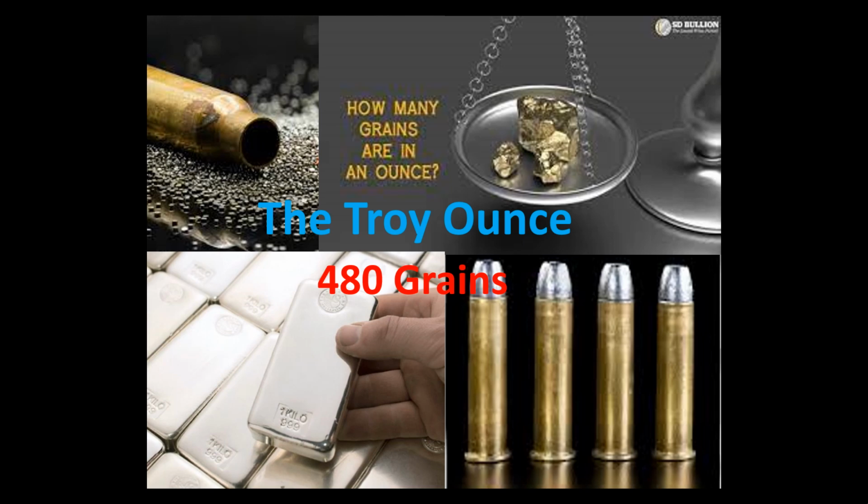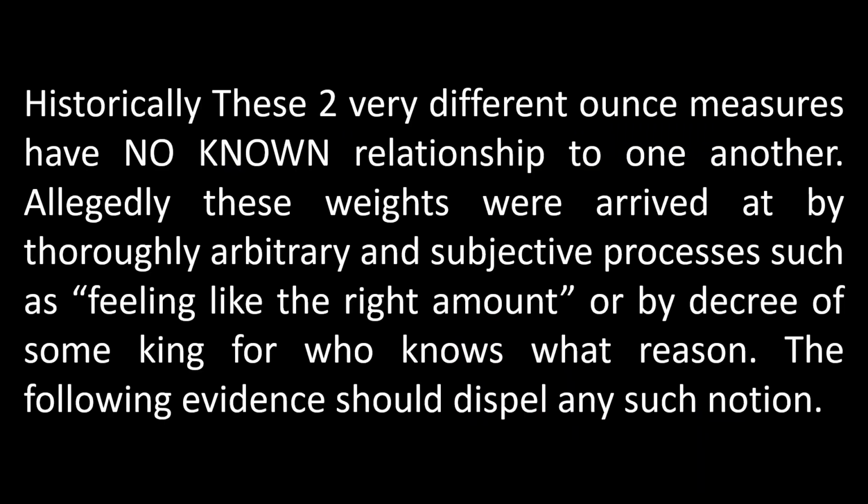The troy ounce, on the other hand, is used almost exclusively for gold, silver, lead, and gunpowder, and sometimes precious gemstones and pharmaceuticals. Historically, these two very different ounce measures have no known relationship to one another. Allegedly, these weights were arrived at by thoroughly arbitrary and subjective processes, such as feeling like the right amount, or by decree of some king, for who knows what reason. The following evidence should dispel any such notion.